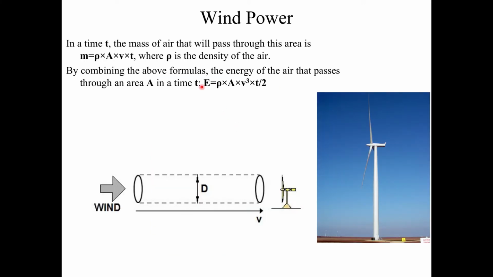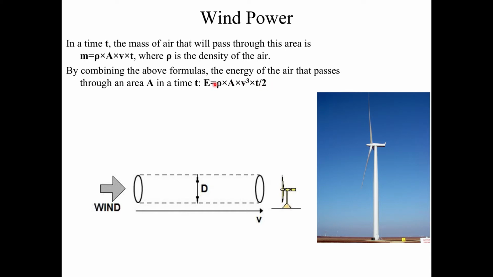There are a number of other equations here that I'm not going to hold you to, but I'll walk through just so you can understand how that kinetic energy of air is harnessed to produce electricity. In a particular time t, the mass of air that passes through the area is given by this equation. So the mass is equal to the density of the air times the cross-sectional area that the 3 turbine blades sweep times velocity times time, and again where rho is the density of the air. And if we combine the formulas that I've shown you here and in the previous slide, you can calculate the energy captured by this equation: density times cross-sectional area times the cube of the velocity times time divided by 2.